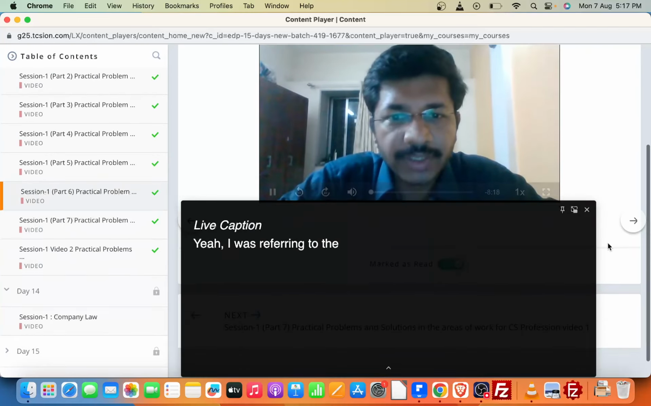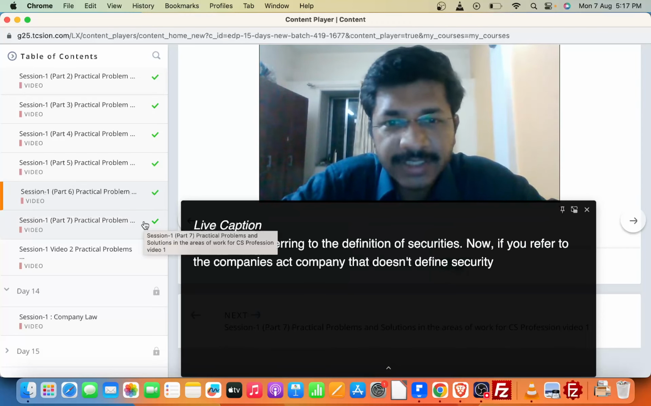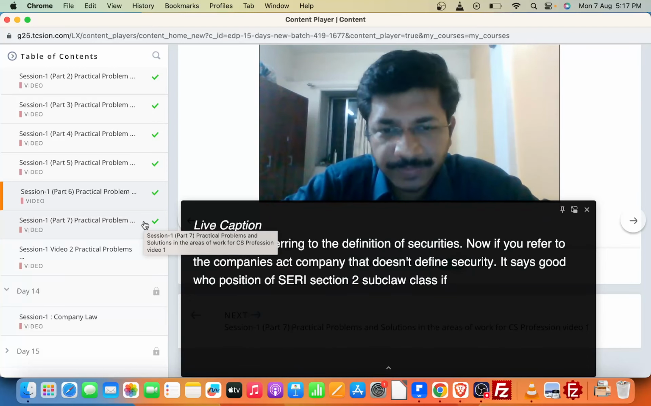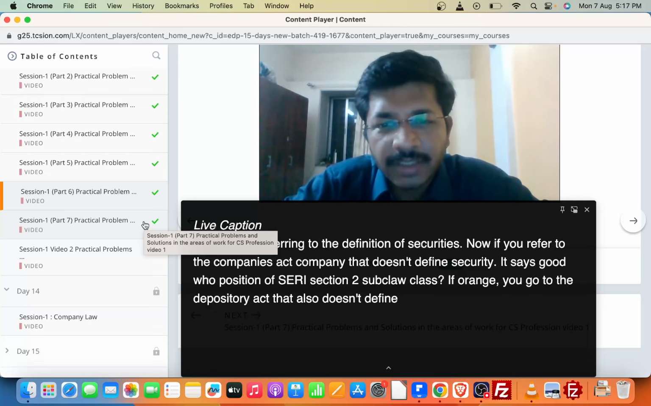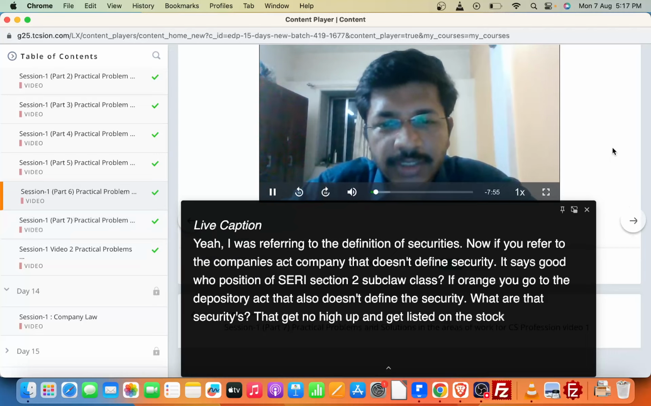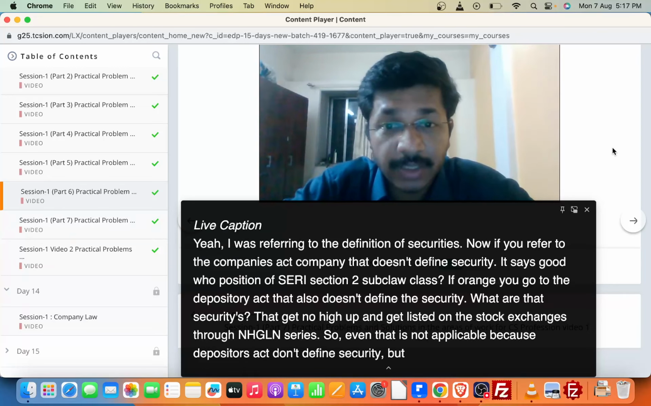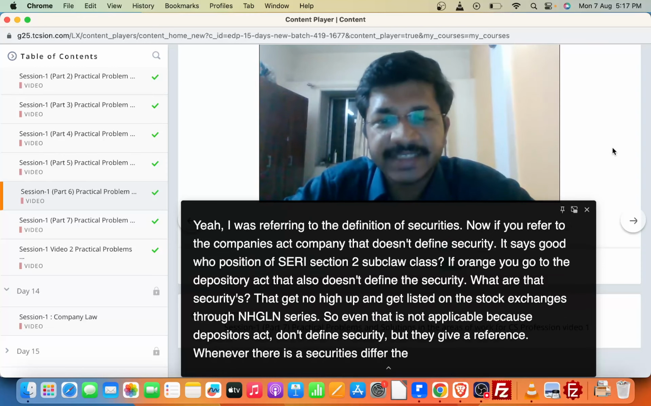I was referring to the definition of securities. Now, if you refer to the Companies Act, it doesn't define securities. It says go to the provisions of SCRA, Section 2, Clause F or H. You go to the Depositories Act, that also doesn't define securities. What are those securities that get listed on the stock exchanges through NSDL and CDSL? Even that is not applicable because the Depositories Act doesn't define securities, but gives a reference: whenever there is a security, refer to the SCRA.